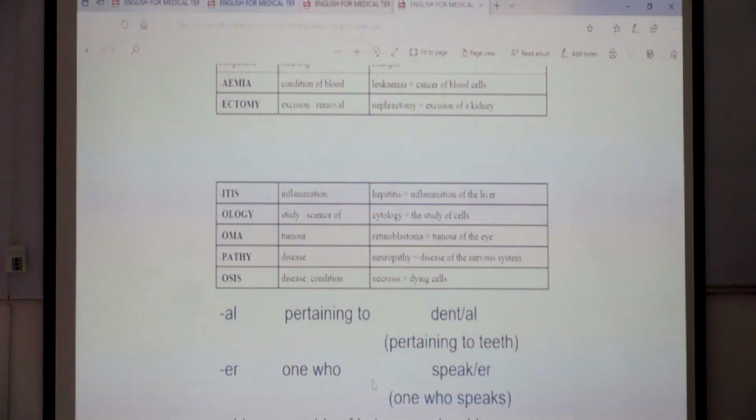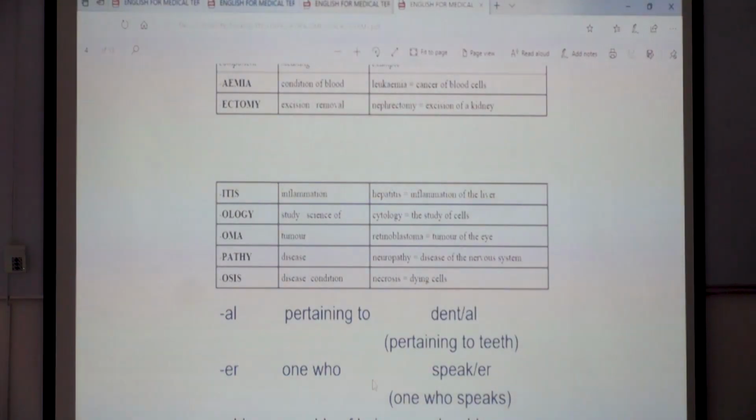Ology, cardiology mean the studying of the heart, science of the heart, diseases, anatomy, anything. Cardiology. Oma, like retinoblastoma. You see, retinoblastoma. All that mean oma, it is a tumor. Carcinoma.